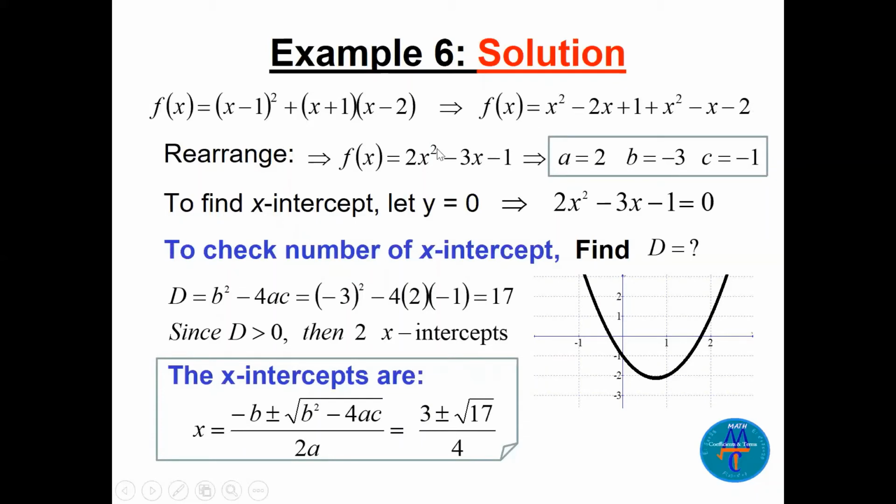Then you can add: 2x squared minus 3x and then minus 1. So this is A and B and C. The discriminant in this case will be 17, positive, B squared minus 4AC. So we can say 2 x-intercepts. Now to find them, you can use the quadratic formula, or you can change it to standard form and find the x-intercepts. So this is the graph here.